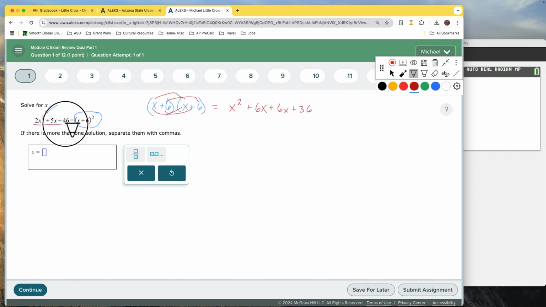So then we're going to take the left side and rewrite it over here. And that's equal to what we have on the other side. 6 plus 6 is 12.